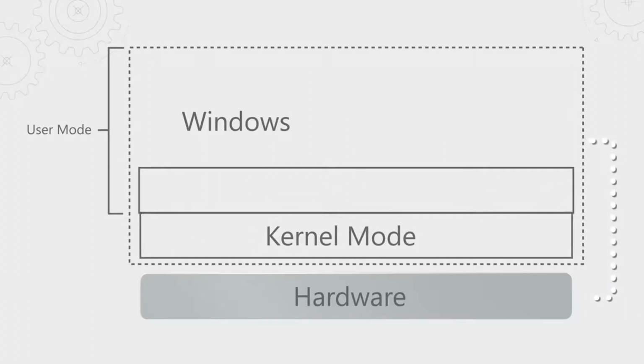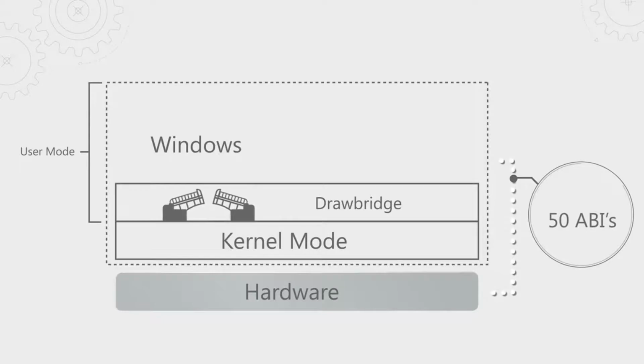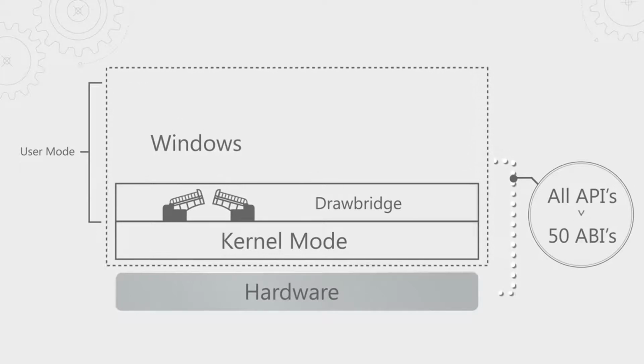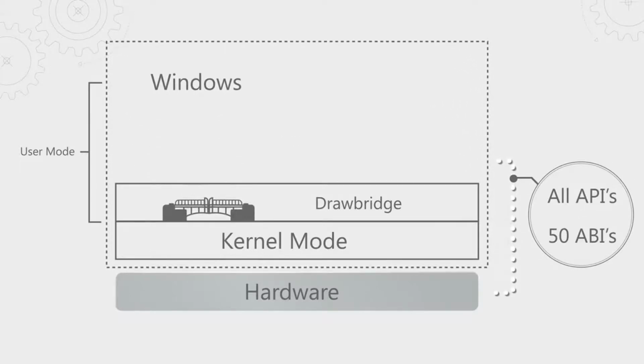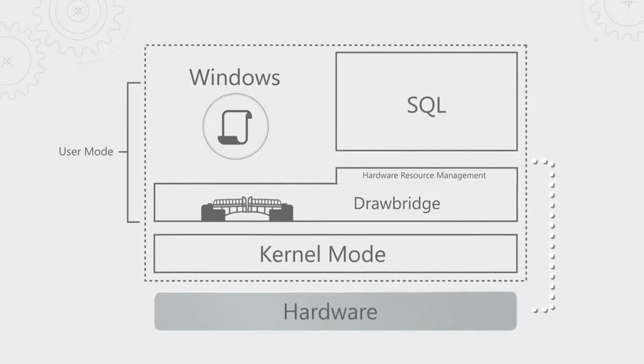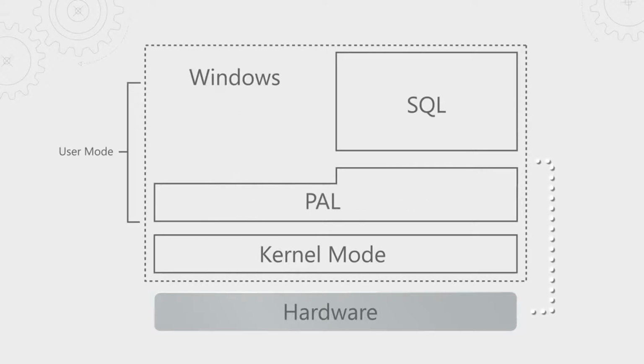A few years ago, Microsoft Research identified about 50 application binary interfaces, or ABIs, that all of the Windows API surface area sits on top of. And it just narrows down to those 50 ABIs. So to bring SQL Server to Linux, we took a small number of Windows binaries that SQL Server actually interacts with. And we then brought that together with the SQL OS layer and packaged that together and brought it to Linux. And that's what we call the SQL Platform Abstraction layer.